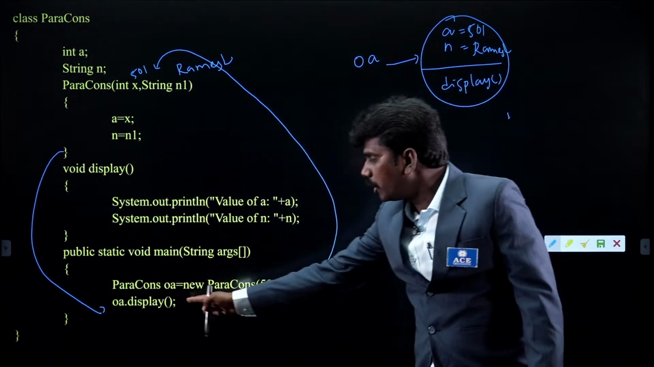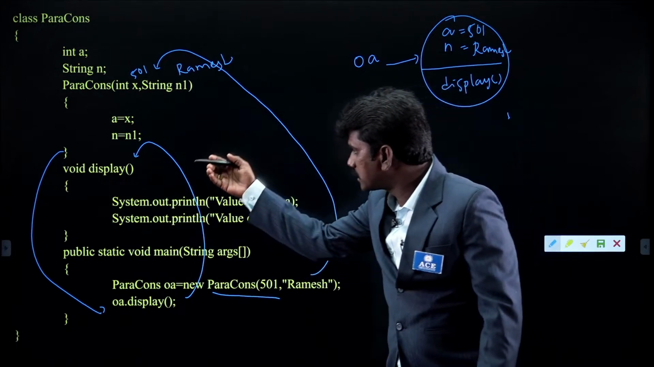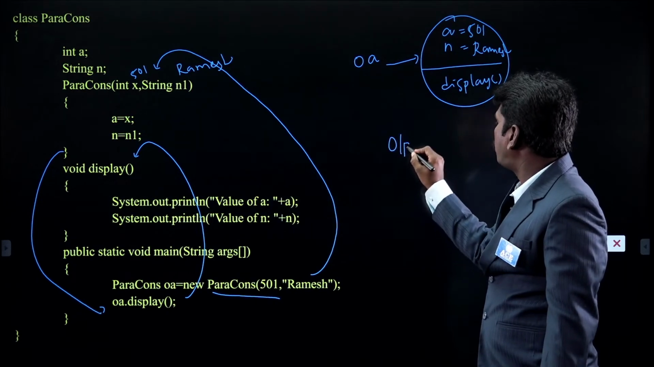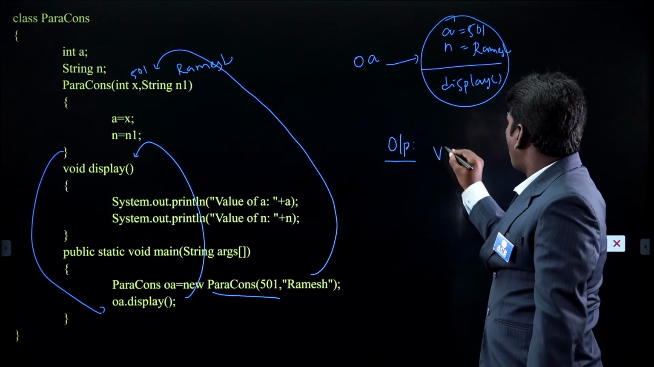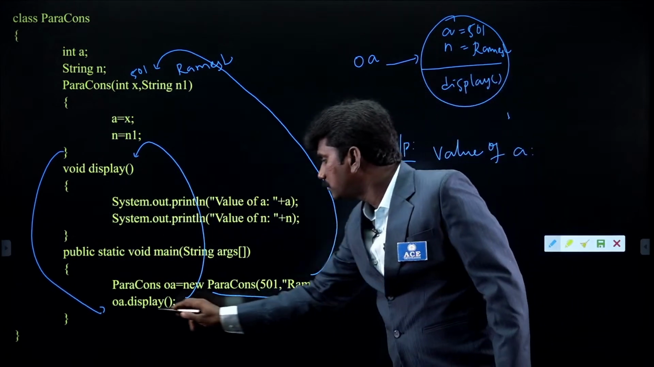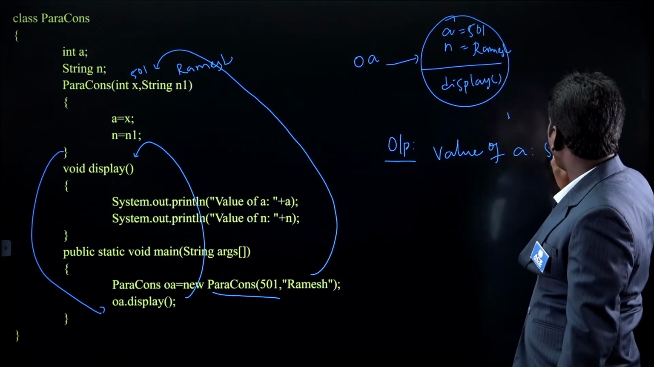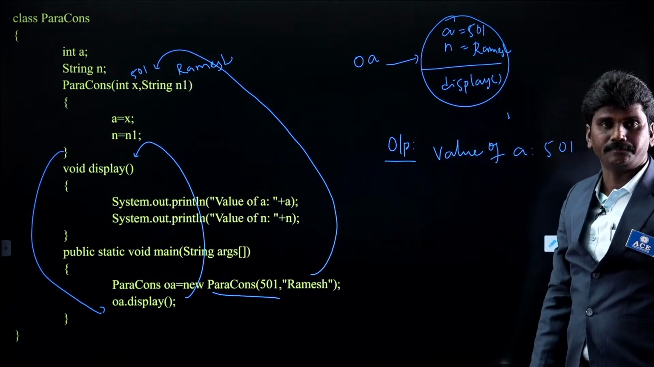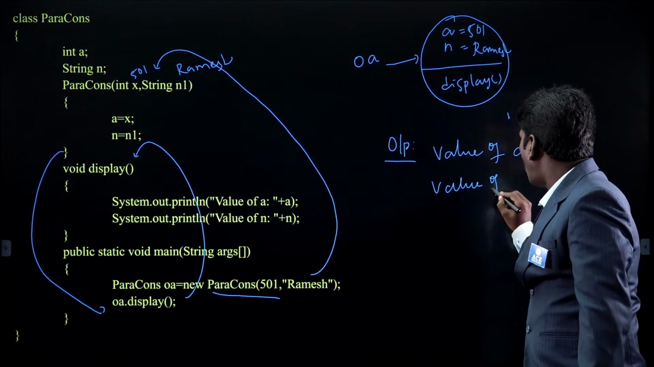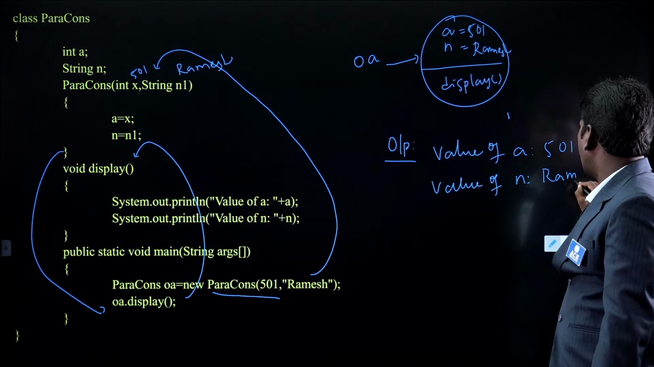What is the next line here? OA.display. OA.display means it is going to call the display method and it starts executing. System.out.println. If we consider the output for the program, then value of a, what is the a value? So the object is OA. In OA, what is the a value we are having? 501. That's why 501 will be printed. Next one, value of n. So let us see value of n. What is the n value here? Ramesh is the n value.